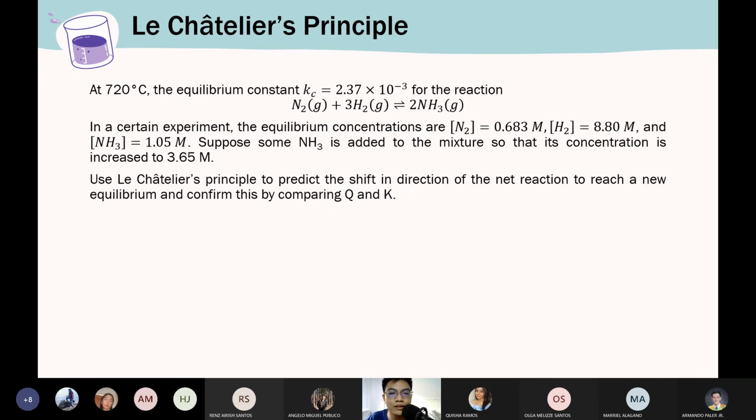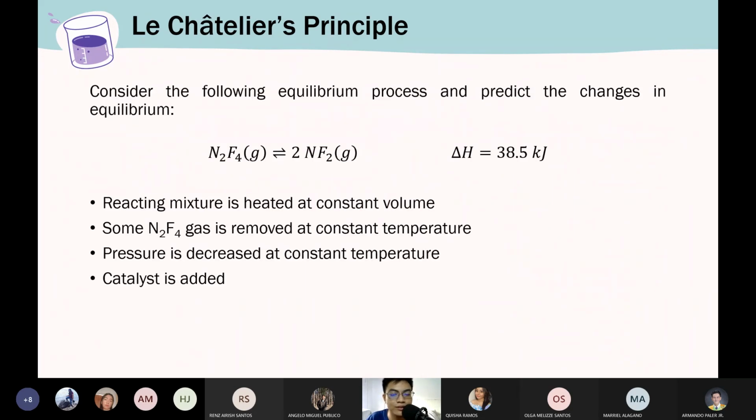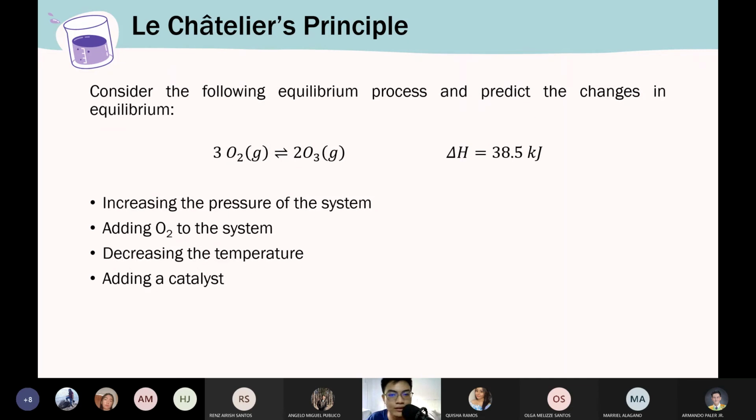Ito siguro sagutan ko na lang to. Upload ko na lang yung answer nito. Basically, this is just the Chatelier principle. Okay? You don't really need to determine the equilibrium concentration, but upload ko na lang yung answer. So, ito, sagutan ko na lang tong isang to.